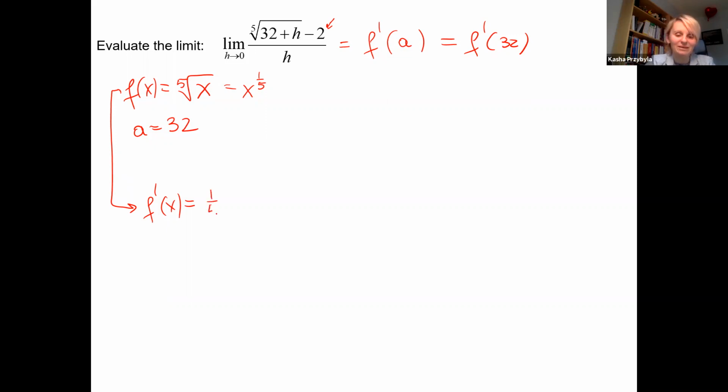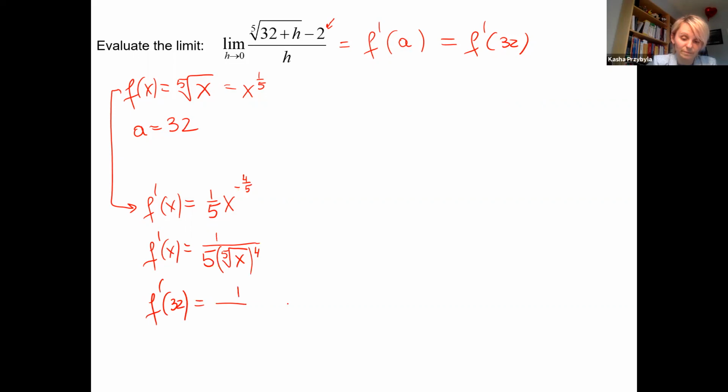This power will become a coefficient, and then we have to subtract 1 from 1/5, which will be this. And I will rewrite this without a negative exponent. The denominator of this rational exponent tells me what root to take, and 4 is actually a power, which I will keep outside. Now let's substitute 32. Of course, no calculators, but you can manage the 5th root of 32 to the power of 4.